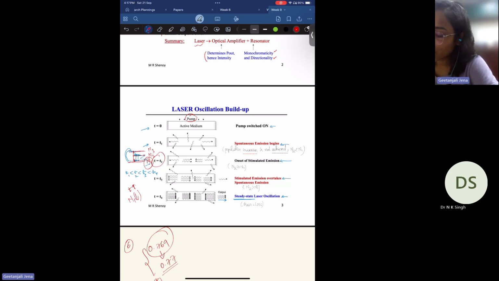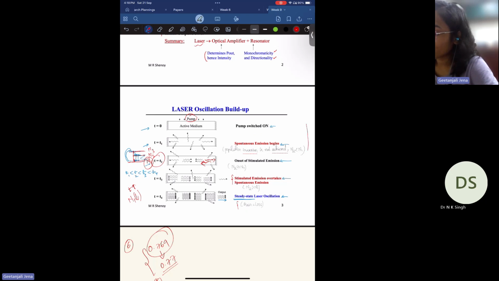In this condition, whatever light is getting reflected from the mirror will initiate the stimulated emission process. So whenever population inversion is satisfied, the reflected light will initiate stimulated emission. After some time, stimulated emission will dominate over spontaneous emission, and over time we'll see a steady state laser oscillation, because the losses in the system will be compensated by the gain of the medium.